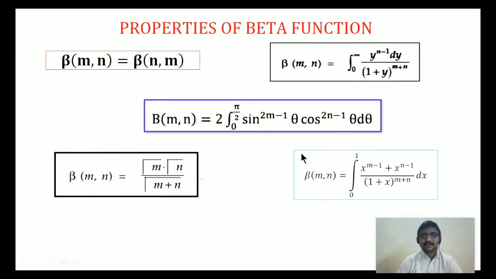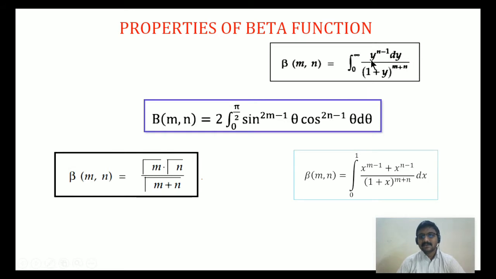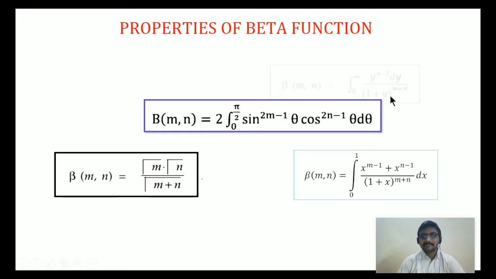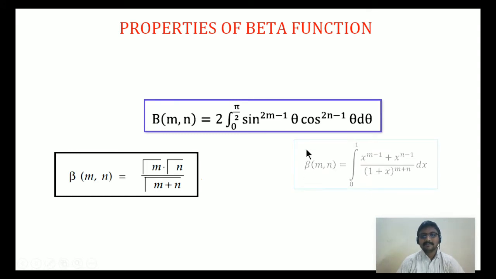Properties of beta function: beta of m, n is always equal to beta of n, m. This property is known as symmetry. Another transformation of the beta function: beta of m, n is the integral from 0 to infinity of y power n minus 1 upon (1 plus y) whole power m plus n dy. Beta of m, n is the integral from 0 to 1 of (x power m minus 1 plus x power n minus 1) upon (1 plus x) whole power m plus n dx.